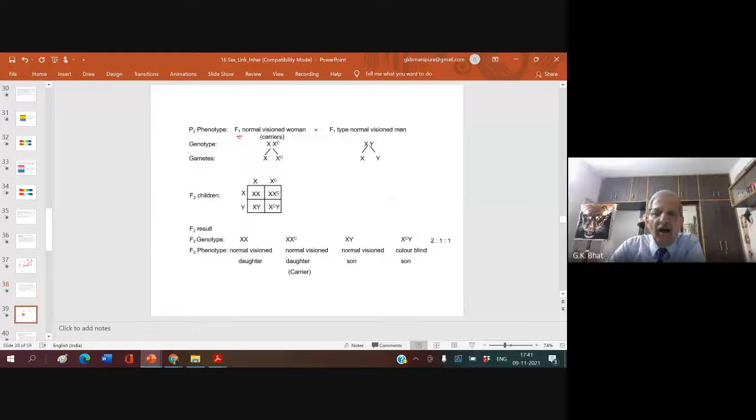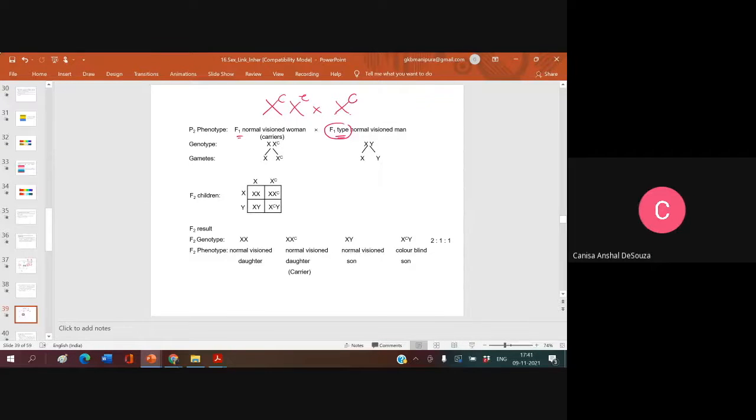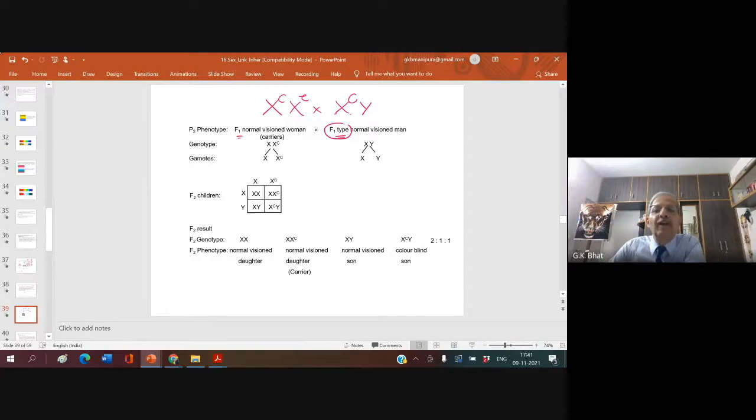This F1 carrier woman gets married to an F1 type normal vision man. Kanisa, understood? Yes, sir. F1 type normal vision man means what should I write here? X capital C and Y. So what will be the children?